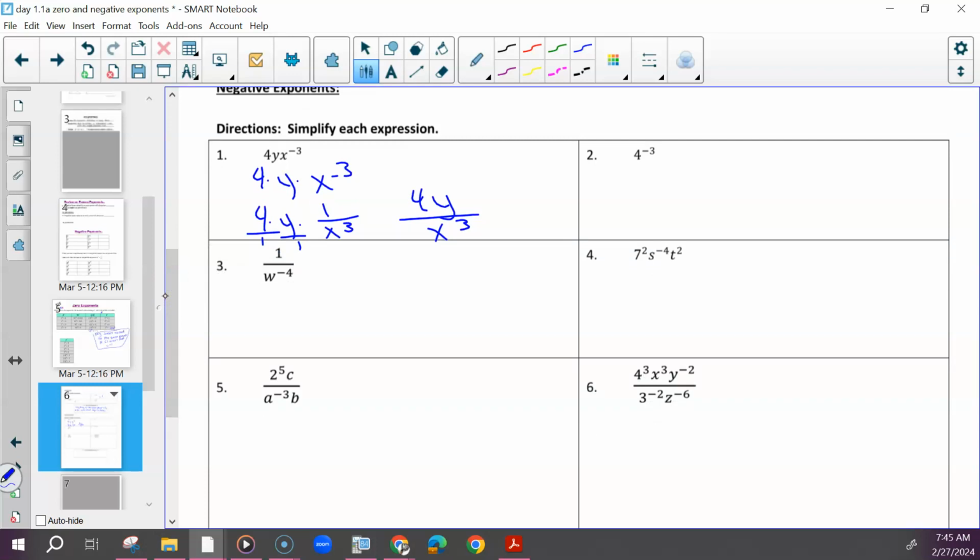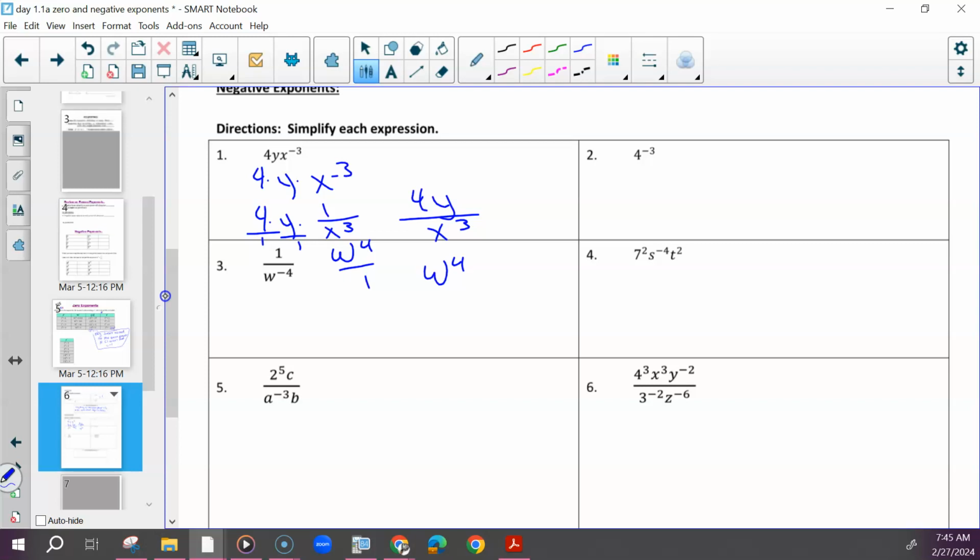Let's do number 3. In number 3, we have a negative exponent. It's in the denominator already. Right now, the base is 1 over w. If I were to take that and flip it, this would become w to the 4th over 1, or just w to the 4th. So really, when you have a negative exponent, if it's in the numerator, or it seems like it's in the numerator, it's going to go down. It's going to move to the denominator. If it's already in the denominator, it's going to move up. So instead of doing this, you could jump right to this. Know that it's just going to flip.